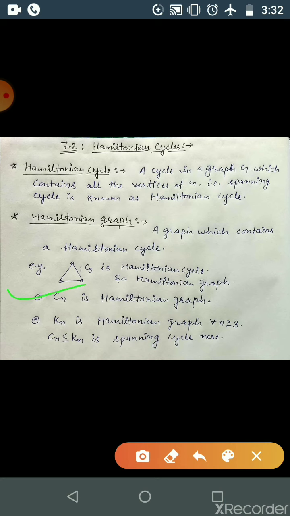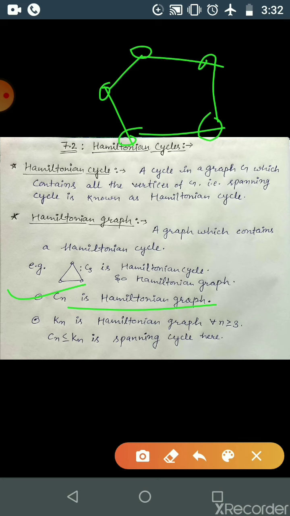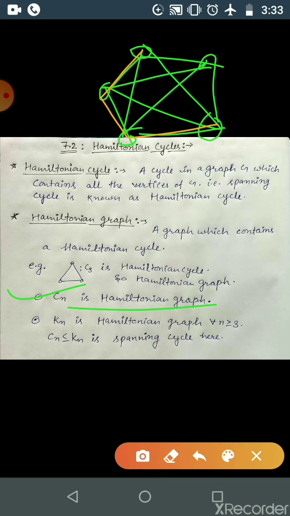Cn contains Cn as the Hamiltonian cycle. So Cn is a Hamiltonian graph, and also Kn is a Hamiltonian graph because we want to visit all the vertices. Consider K5: you have 5 vertices and all the vertices are adjacent. So here you can easily find a C5 that visits all the vertices. This is a subgraph, a spanning cycle, and this spanning cycle becomes the Hamiltonian cycle in this graph. So K5 is a Hamiltonian graph.